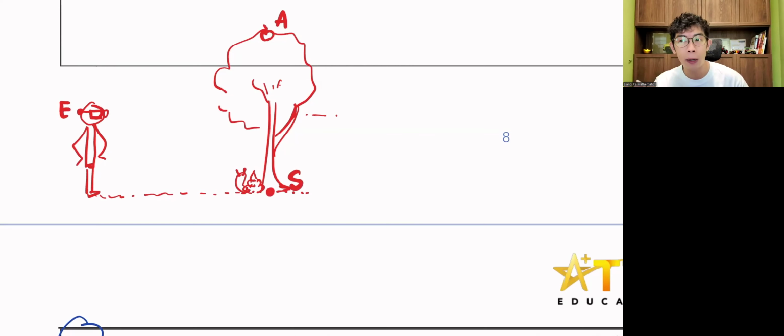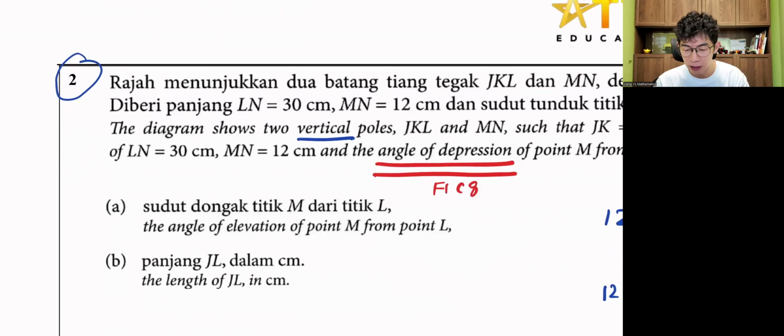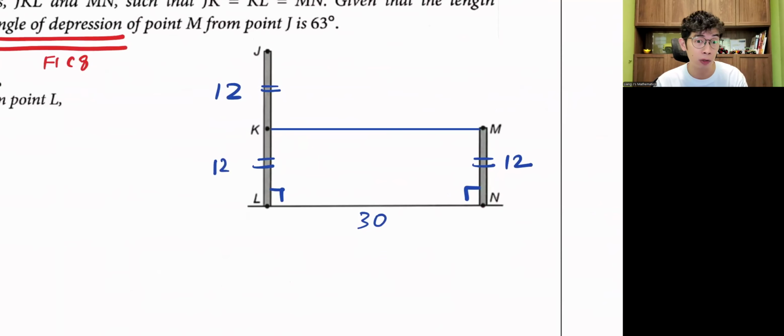Now, I'm going to explain. Look at the words that I'm going to use. The reason why I put points is to indicate the positioning. And the second, why do I use Emmanuel and the tree? Because that represents vertical. So the moment you see vertical, it means 90 degrees. That's why I say vertical, then I straight away get the 90 degrees.